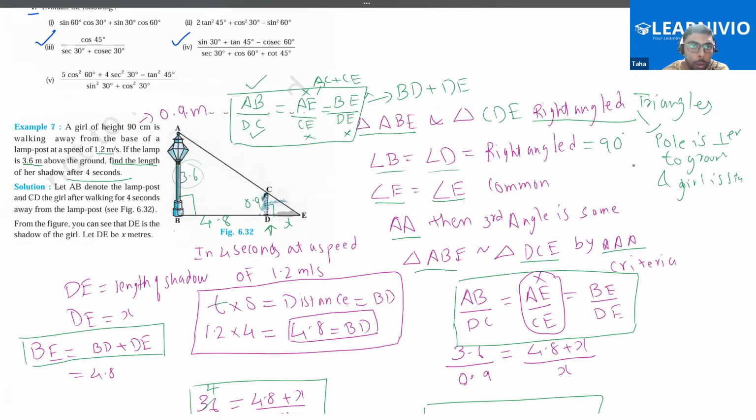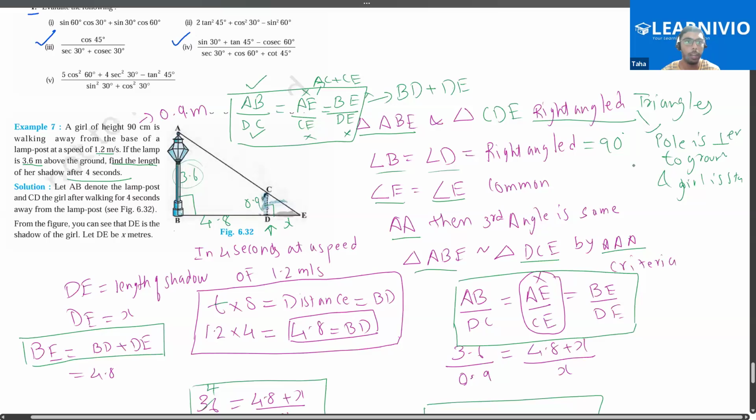Because AE is this whole side and CE is this side. To find the length, we don't need them. It is of no use for us in the question right now. That part of the triangle is not of our concern here. What we are concerned with is the base, that is DE. DE is the length of the shadow, and that is what we needed to find, and we found that. So that is why we did not use this.